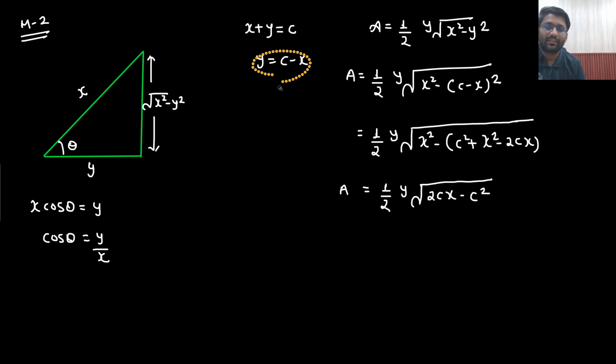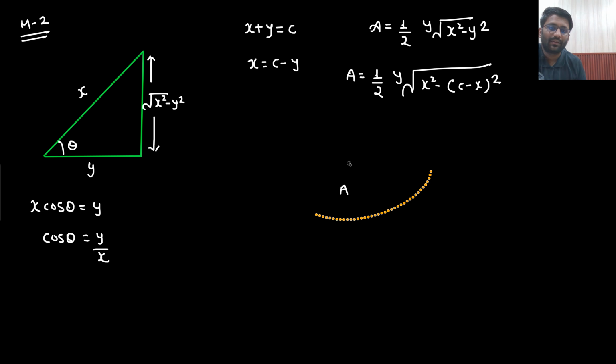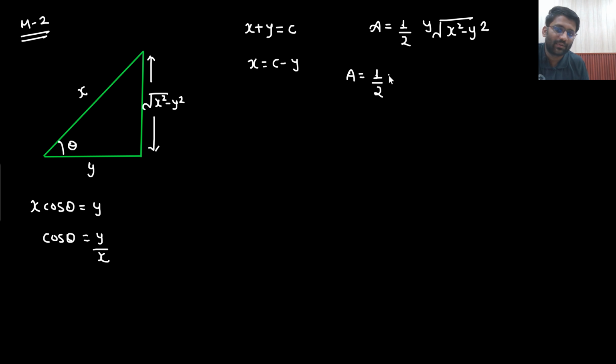So in place of x, I will put c minus y, because I was thinking that something is going wrong. Sorry guys for this error. So in place of x, I would put c minus y, c minus y whole square minus y whole square. Understandable? In place of x I am putting c minus y.